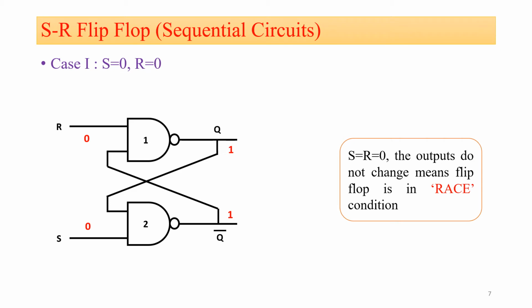But for this case, when S equals 0 and R equals 0, the output of your first NAND gate and second NAND gate is forced to be equal to 1, and that indicates your Q and Q bar are not complements of each other. That's why the output is not going to change. That's why your flip-flop is in rest condition.